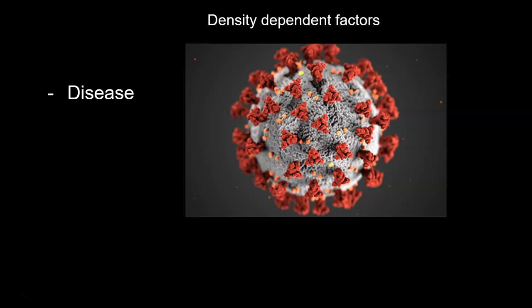If you live way out in the country where your nearest neighbor is half a mile away, it's a lot harder for you to get a virus or a bacteria or parasite or any other kind of disease than if you were right next door, if your neighbor lives 20 feet away from you.